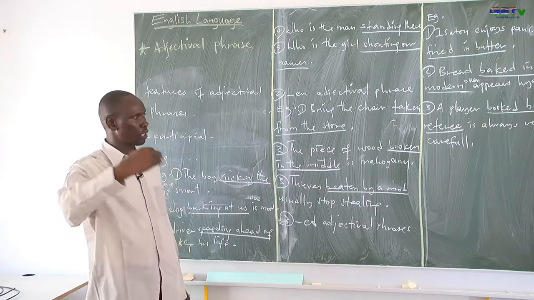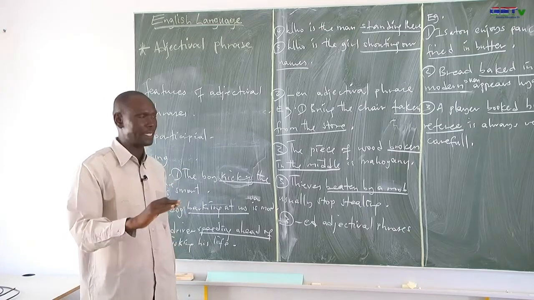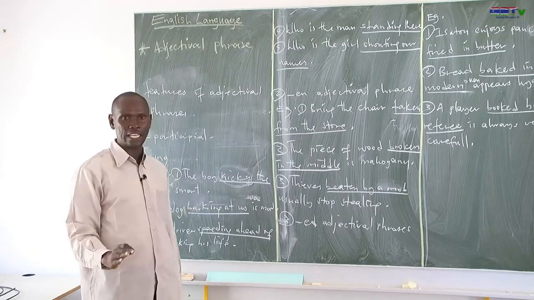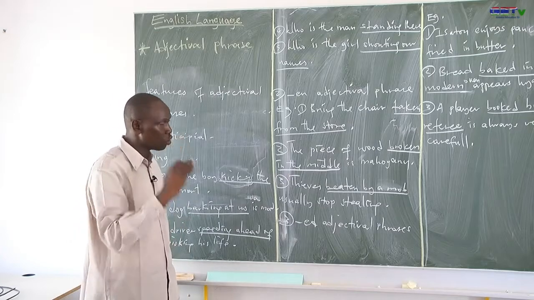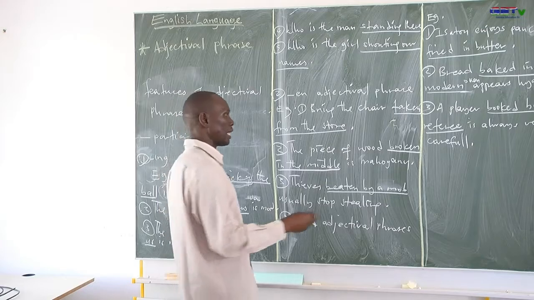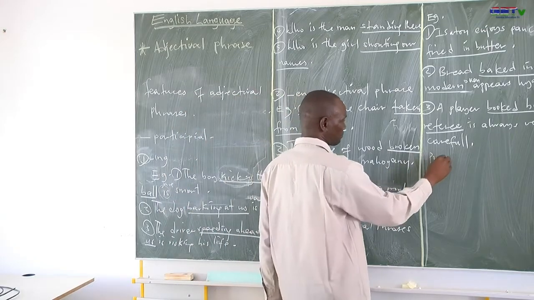No need to call it prepositional phrase functioning as this or that. All that you do is look at the role it plays and name it as such. If it plays the role of an adjective, call it adjectival. If it plays the role of an adverb, call it adverbial. And if it plays the role of a noun, you call it a noun phrase. So let's look at examples under prepositional phrases acting as adjectives.